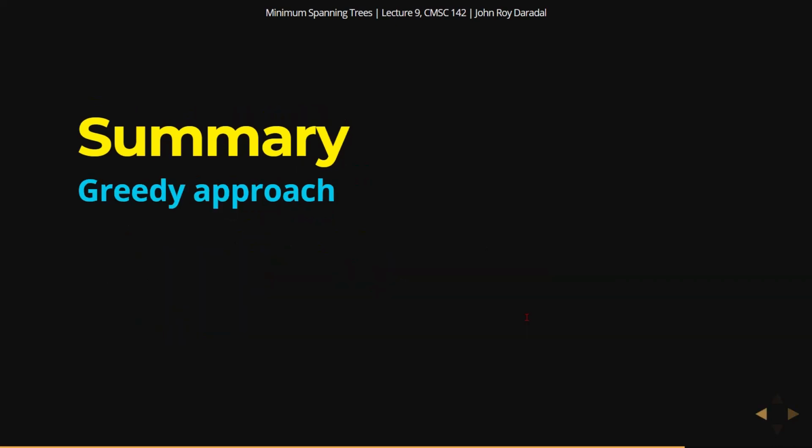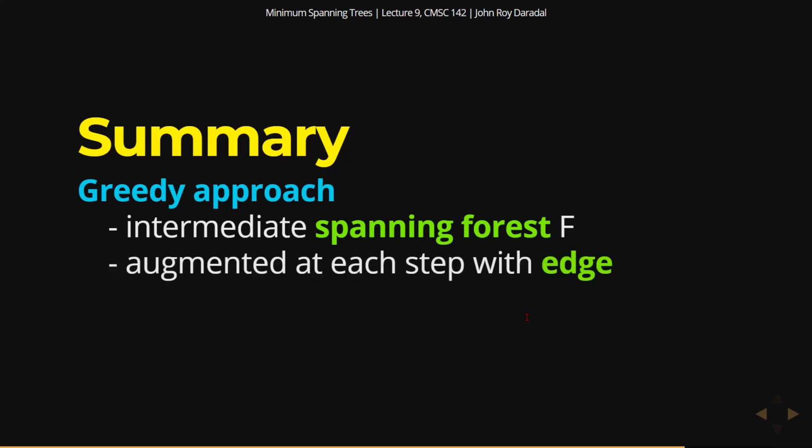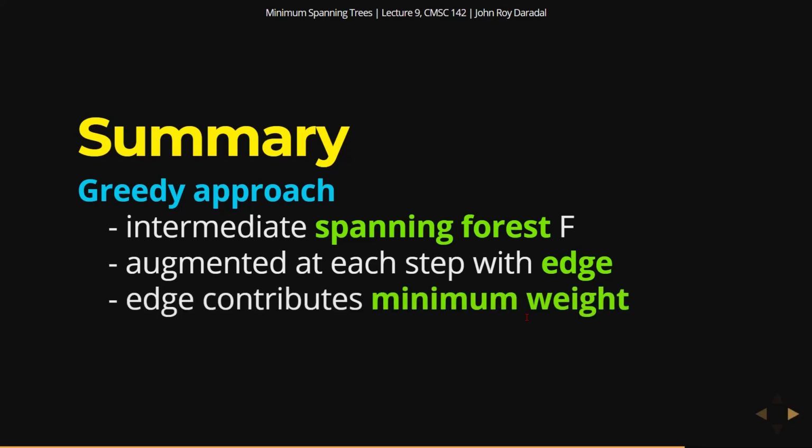Okay, and we also mentioned that the two algorithms follow the greedy approach because while creating the intermediate spanning forest F, it is always augmented at each step with some edge, but the edge that we choose always contributes to the minimum weight. So Prim's chooses the minimum weight edge that is safe. And Kruskal's is also greedy because it's ordering the edges from least weight to heaviest.